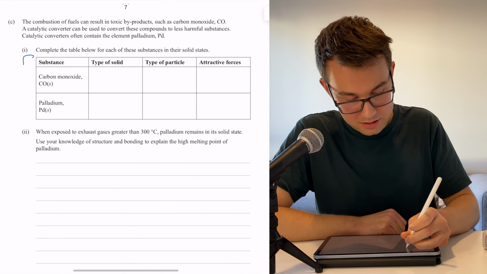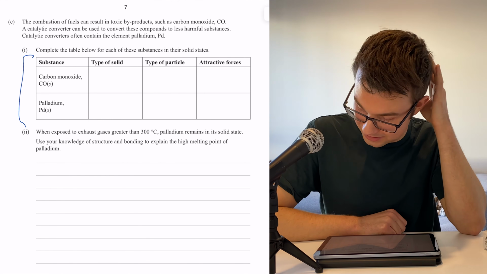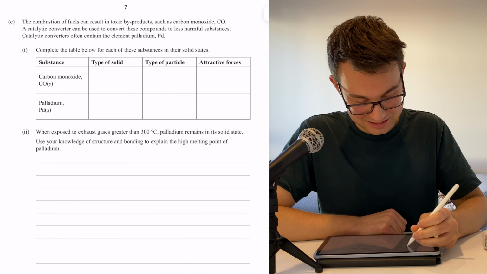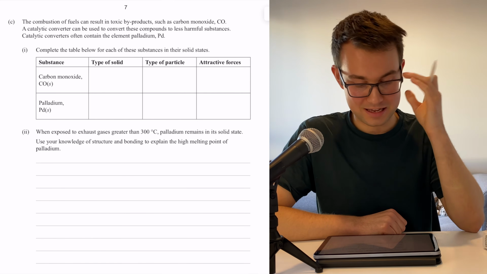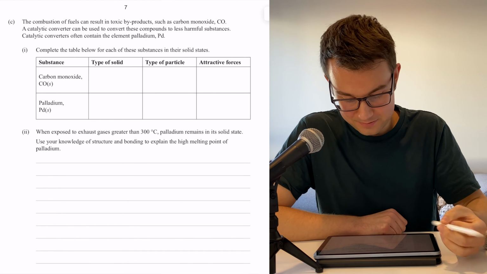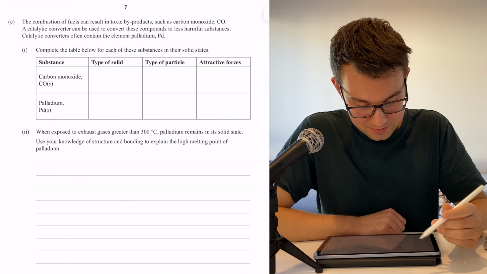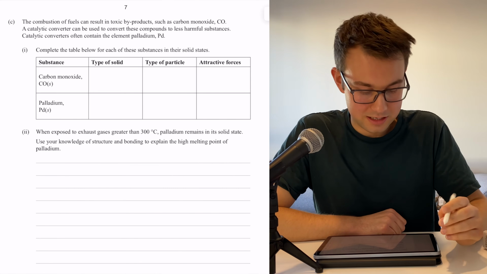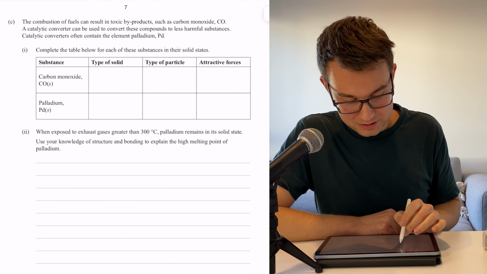Complete the table. I really don't like these tables. I think they're a little bit silly. But NCEA wants to have a little table they can give some achieve marks for, maybe. I don't know. Let's do the table. Carbon monoxide.